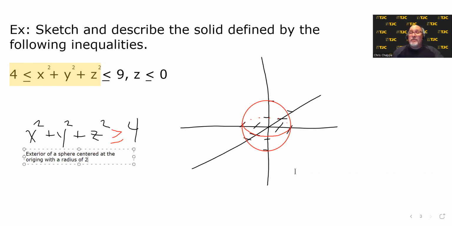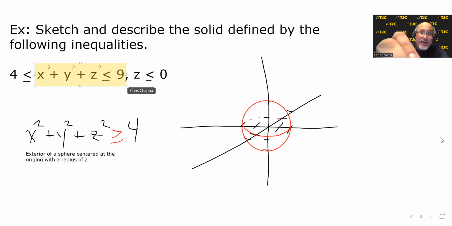Because it's greater than or equal to, I have to exceed the radius, or rather the square of the radius, in this inequality. So I could be on that sphere or beyond. But what would it mean on the other half of this inequality, where x squared plus y squared plus z squared is less than or equal to 9?